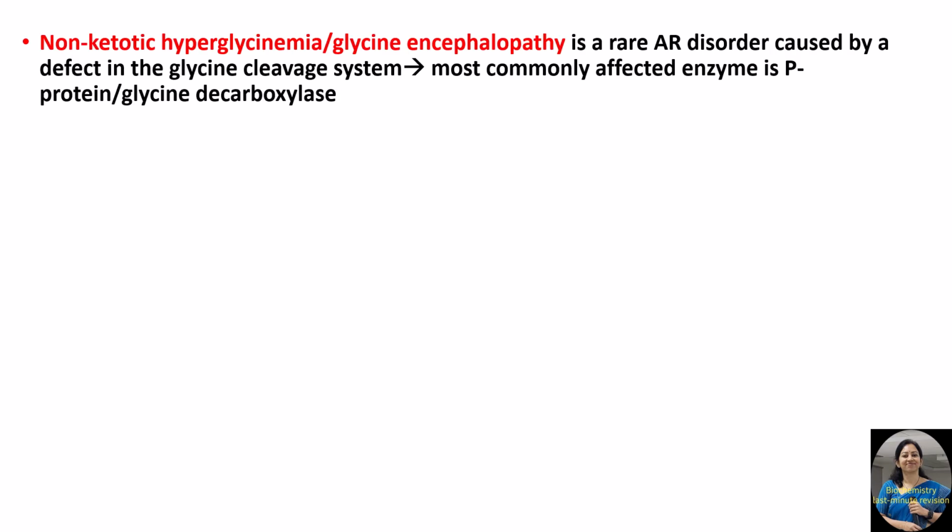Coming to non-ketotic hyperglycinemia in detail, also called glycine encephalopathy. As I already stated, it's a rare autosomal recessive disorder caused by a defective glycine cleavage system, and the most commonly affected enzyme is P protein or glycine decarboxylase. So there occurs accumulation of glycine in the blood. Now this glycine has dual action.